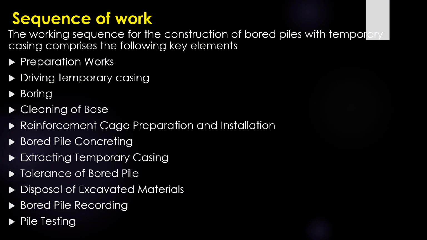The sixth step is bored pile concreting. Once the cage is in place, we proceed to bored pile concreting, where concrete is poured to form the pile. The seventh step is extracting the temporary casing. After the concrete sets, we extract the temporary casing, leaving the pile in position.